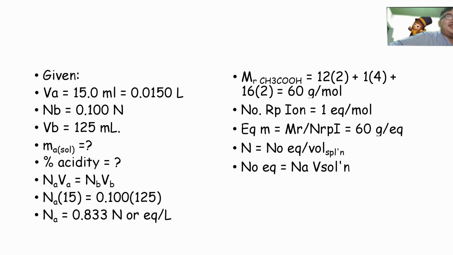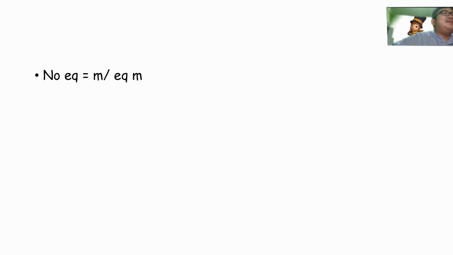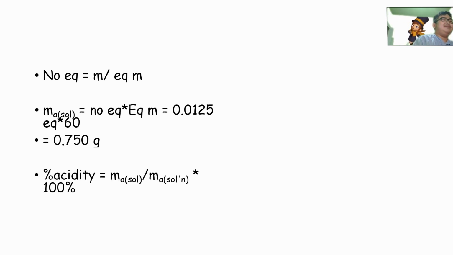The number of equivalents equals the normality multiplied by the volume of the solution. It equals 0.0125. Number of equivalents equals mass divided by equivalent mass. Mass of the solute of the acid equals the number of equivalents multiplied by the equivalent mass, which is 0.0125 multiplied by 60 equals 0.750 grams.